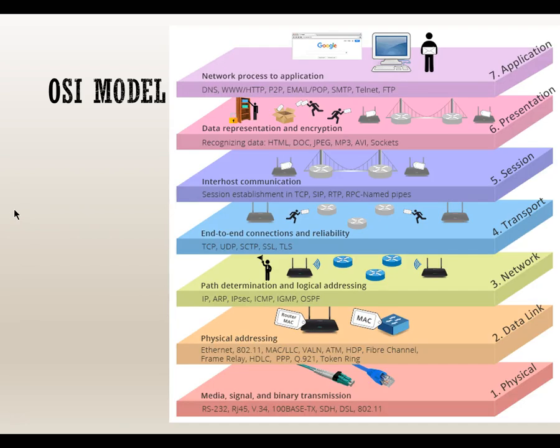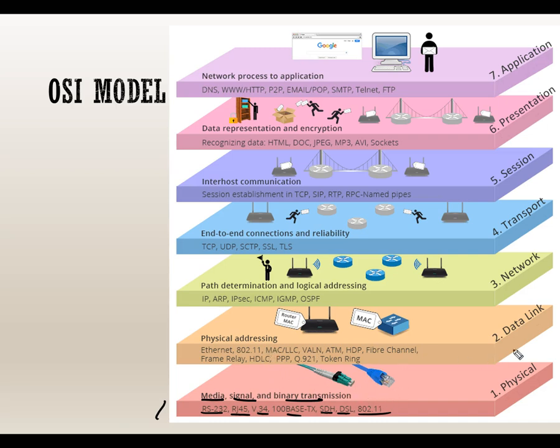This is just a different image of the OSI model, which represents what we are going to go through in words in the next few minutes. Down here in layer 1, the physical layer, we have the media, signal, and binary transmissions, and these are the protocols involved here: RS-232, which is serial, RJ45, the connector that we use for twisted pair, 100BASE-TX, which is 100 megabit per second twisted pair cable, SDH, DSL, 802.11, different protocols, and then some images of what goes on there.